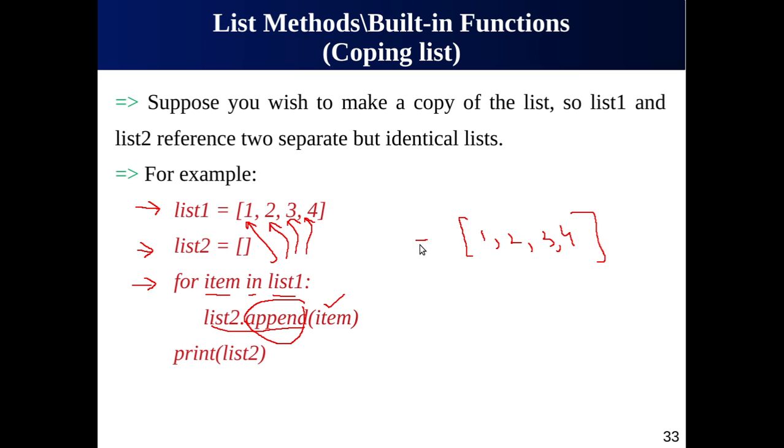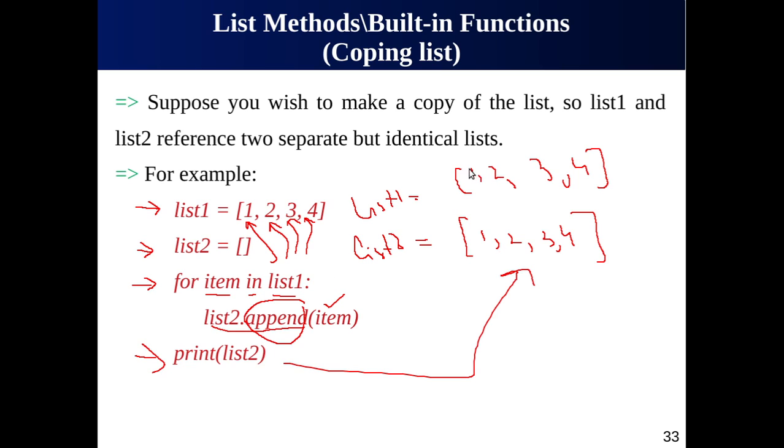Now we have created a new list, that is list2. Now we have two separate lists. Although both lists have identical elements, remember they are not referring to the same memory location. Now they are separately saved. If you print list2, it will refer to this. If you make a change here, let's suppose 9, the change will not be reflected here because they are now separate lists, saved in separate memory locations. Okay, this is one way to make a fresh copy of the list.